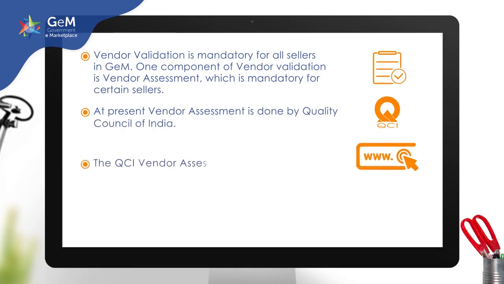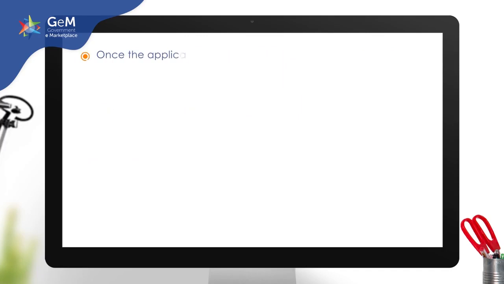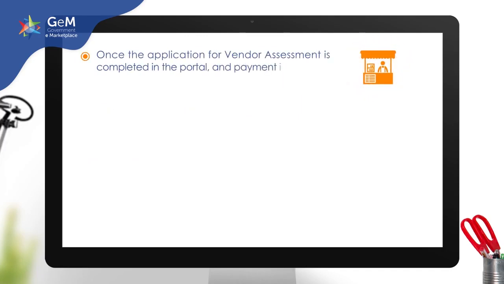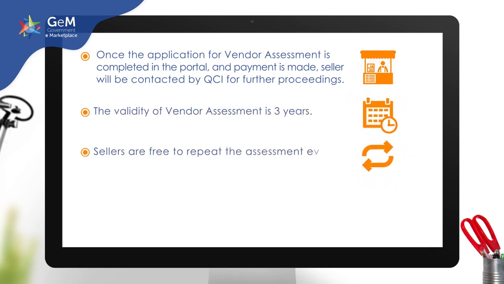The QCI vendor assessment is online. The vendor assessment fee, as published, has to be paid directly to QCI. Once the application for vendor assessment is completed in the portal and payment is made, the seller will be contacted by QCI for further proceedings. The validity of vendor assessment is 3 years. Sellers are free to repeat the assessment even before the expiry of validity.